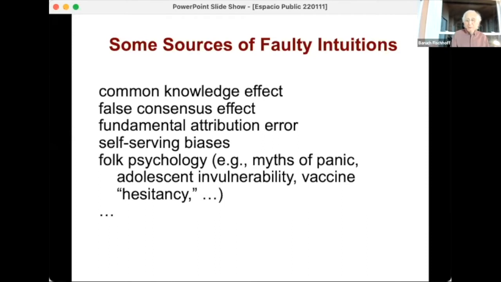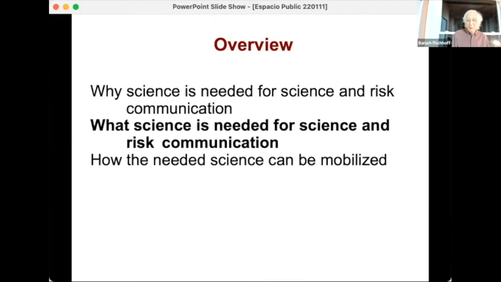The common knowledge effect, as an example, is a belief that things that we know, other people know, because they seem so obvious to us. If we mistakenly believe that, then we may fail to tell people things that they need to know, that we need to fill in the gaps, and we leave them puzzled or making false inferences. So what is the science that is needed that will fill this gap and support the natural intuitions of scientists?